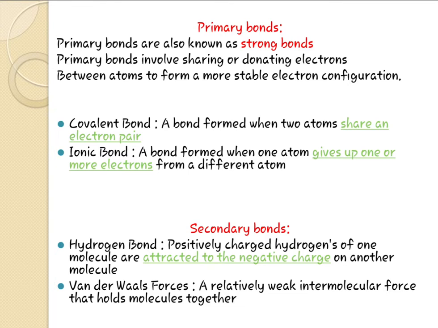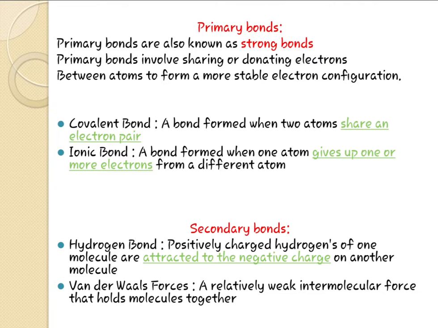And the second one is the ionic bond. What does ionic bond mean? A bond formed when one atom gives up one or more electrons to a different atom is called the ionic bond.